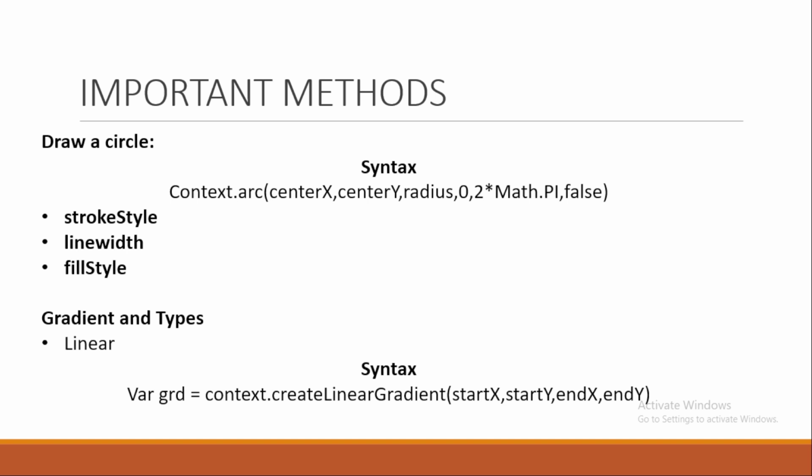If we want to apply a linear gradient, the syntax is context.createLinearGradient with the parameters start x, start y, end x, and end y. That is, we are specifying where we want our gradient to start on the x-axis, the y-axis, and where it should end on the x-axis and the y-axis.